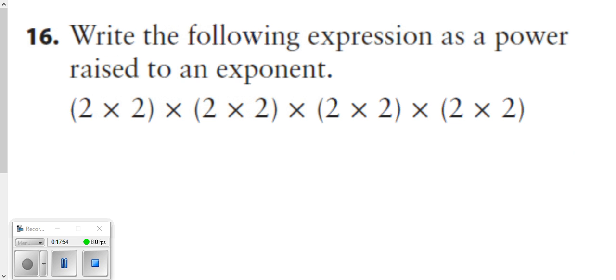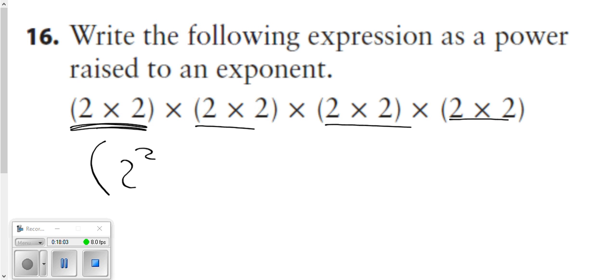Express this power of the power raised to the exponent. So this is 2 squared multiplied by itself 4 times. You take the power of 2 squared and put it in brackets.